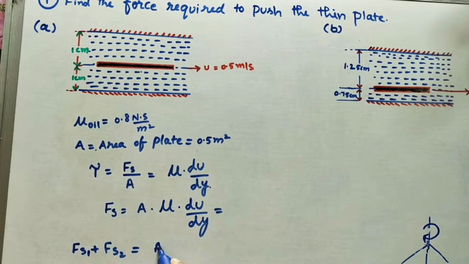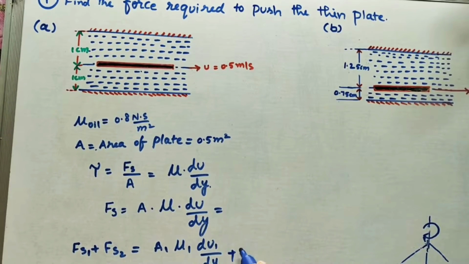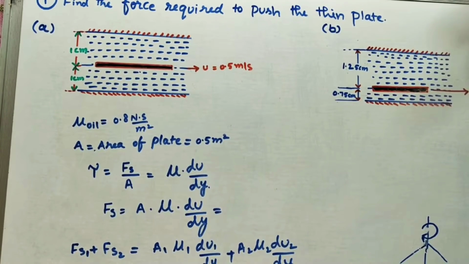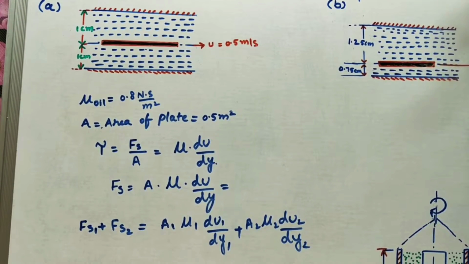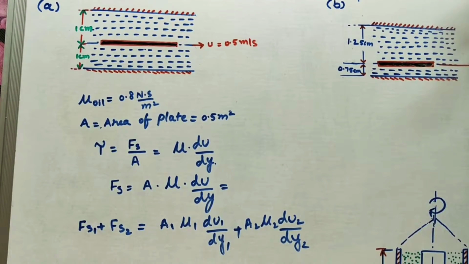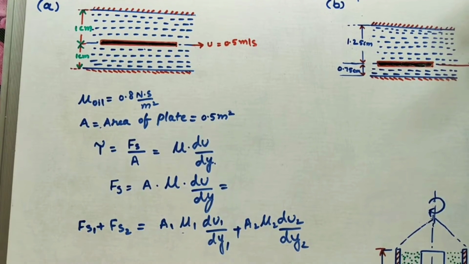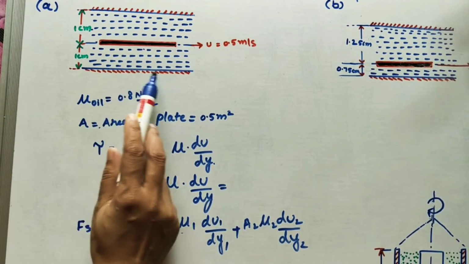So here what we are getting: A1 mu1 du1 by dy1 plus Fs2, meaning A2 mu2 du2 by dy2. So these two are the formulas for Fs1 and Fs2. Here we have to observe, we are taking the common plate. This plate, A1 is equal to A2. We are using the same oil on this side and this side. Mu is 0.8, so mu1 is equal to mu2. And the same plate we are taking, velocity is also the same, du1 is equal to du2, and this dy means the distance from the fixed plate to the moving plate.